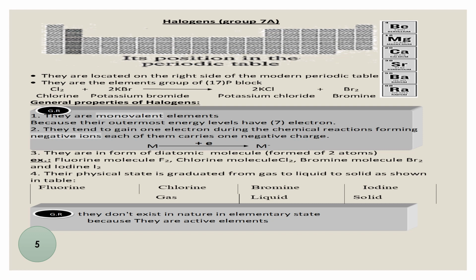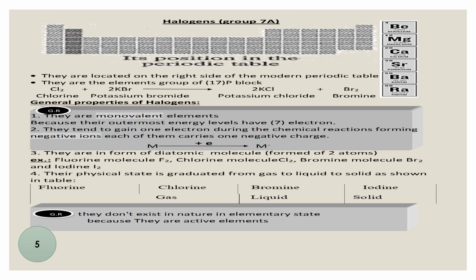What does diatomic molecule mean? It means it consists of 2 atoms. For example, fluorine F2, chlorine Cl2, bromine Br2, iodine I2. Next, we will talk about the states of these elements. Fluorine is a gas. Chlorine is a gas. Bromine is a liquid. Iodine is a solid.